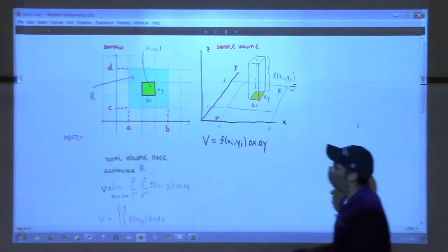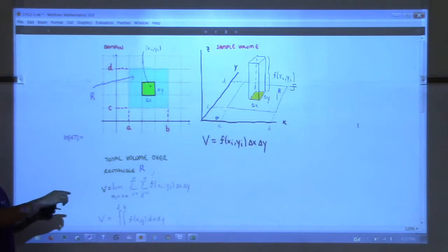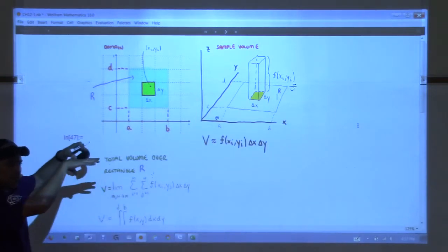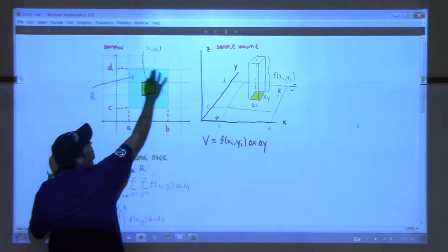Well, our domain now is on the ground, right? It's not a number line anymore. It's not everything between A and B. It's some shadow of our surface down on the ground. So our domain is here, everything in blue.